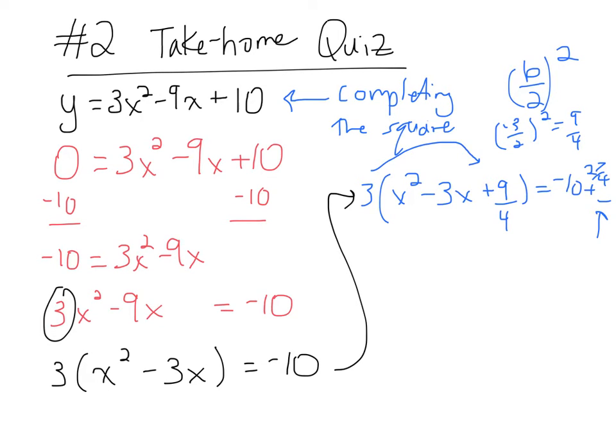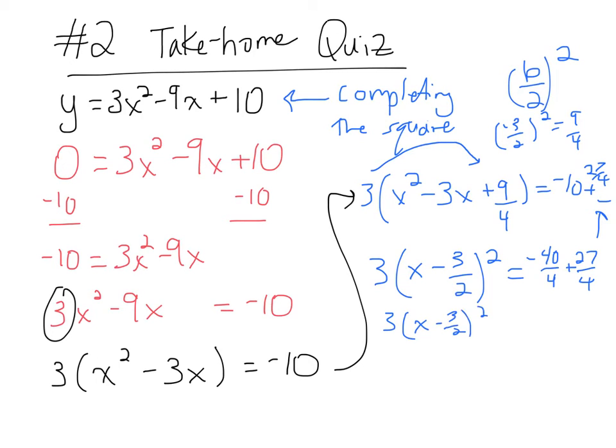Then when we factor this inner expression, we end up with x minus 3 over 2 squared. And then on the right-hand side, we have equals negative 10 plus 27 over 4. And we can simplify that. Actually, you need a common denominator, so it will be negative 40 over 4 plus 27 over 4. That's just from multiplying by 4 over 4 to the negative 10. We could simplify a little bit further. We get x minus 3 over 2 squared equals, and this comes out to negative 13 over 4.